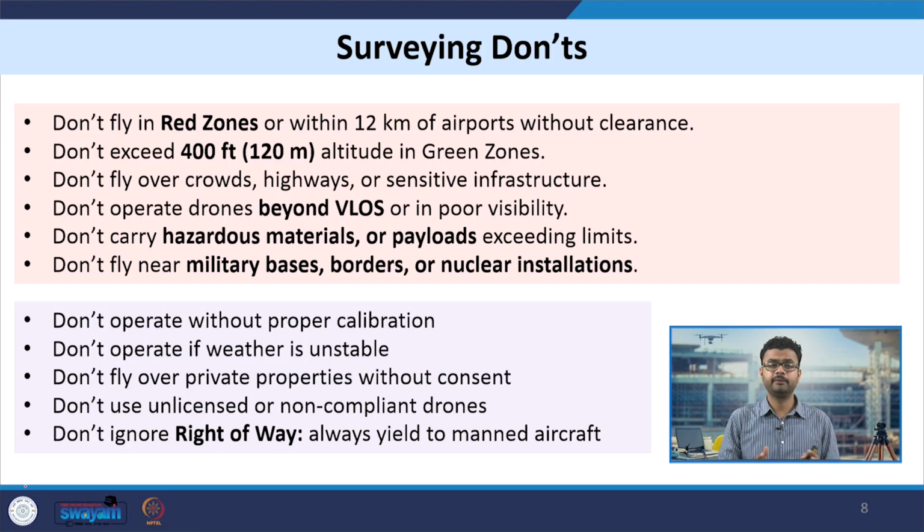Don't fly near military bases, borders, or nuclear installations. And one should also not operate without proper calibration of the drone, should not operate if the weather is unstable, should not operate over private properties without prior consent, and should not use an unlicensed or non-compliant drone. And whenever there is a manned aircraft, then that aircraft always has the right of way prior to the drone. So always yield to manned aircraft such as helicopters or other airplanes.